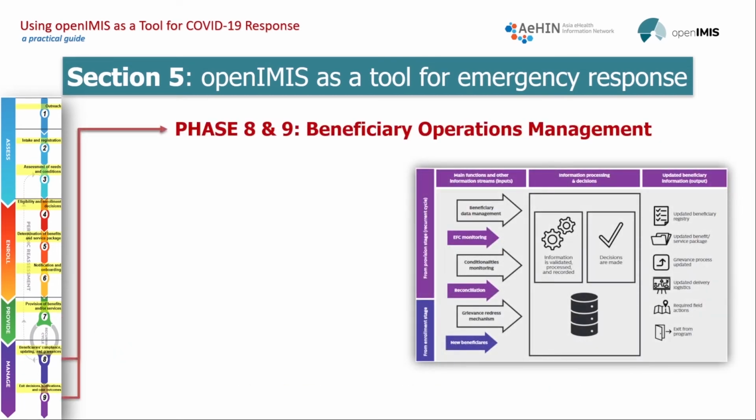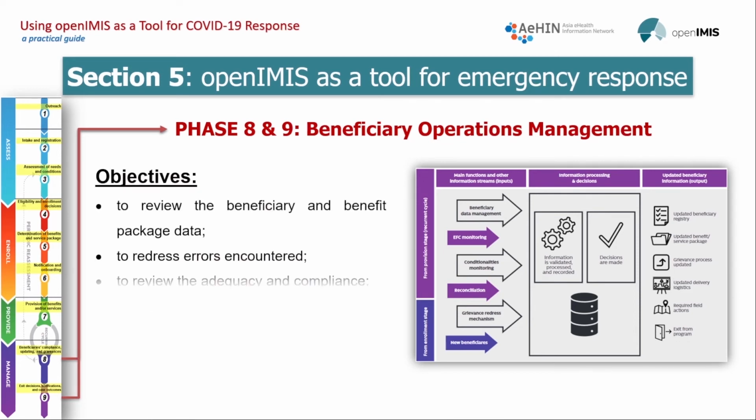Inasmuch as the first phase of the delivery chain is oftentimes neglected, the last phases are also often overlooked. For the purposes of this discussion, we will refer to phases 8 and 9 of the delivery chain as the Beneficiary Operations Management or BOM, as coined by Chavez et al. in the sourcebook on the Foundations of Social Protection Delivery Systems.